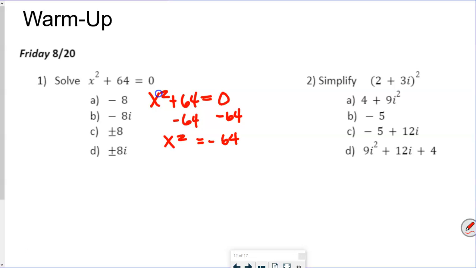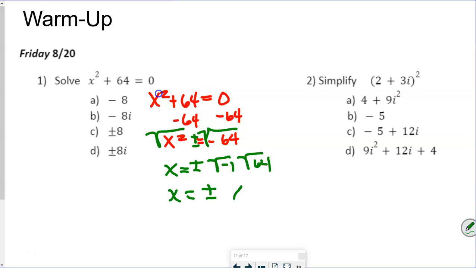Hopefully you remember that we take the square root of both sides, and when we take the square root of something, we put plus and minus in front of it. So this means x is equal to plus or minus. Now I'm going to factor that. That's the square root of negative 1 times the square root of 64. This means x is equal to plus or minus 8i, right? Because the square root of negative 1 is i, and the square root of 64 is 8. So that was the answer D.